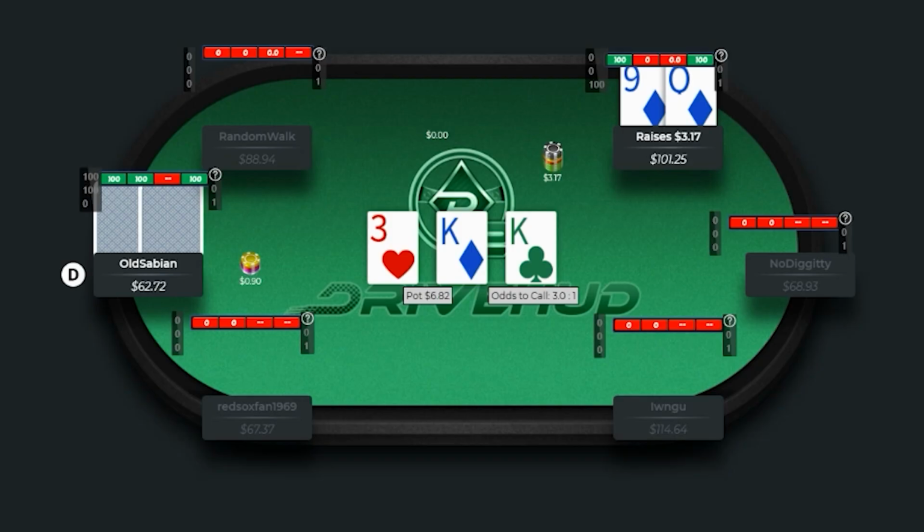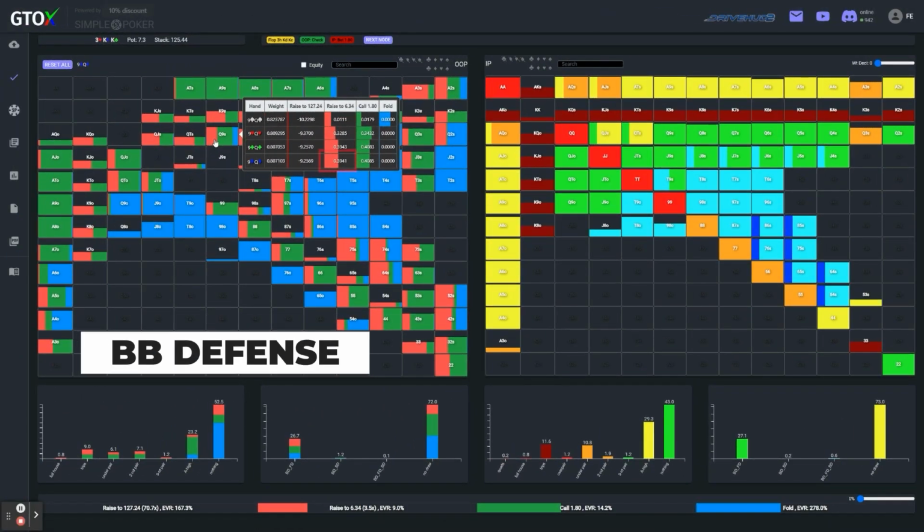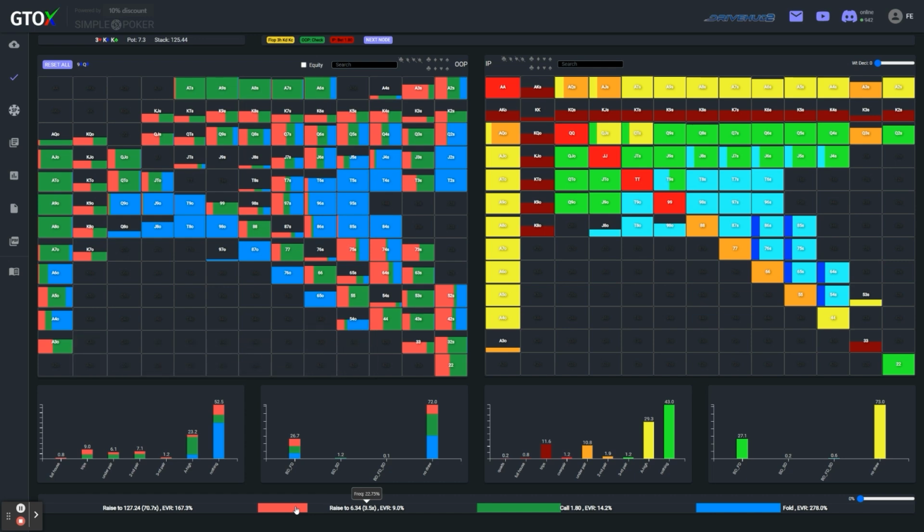Facing the small bet, I decide to raise with my queen nine of diamonds and get the fold. And we do see that the solver likes to raise this combo at a low frequency, and it is in fact raising with around 23% of its range. So why is this happening when the big blind has a bottom heavy range and is at a nut disadvantage?